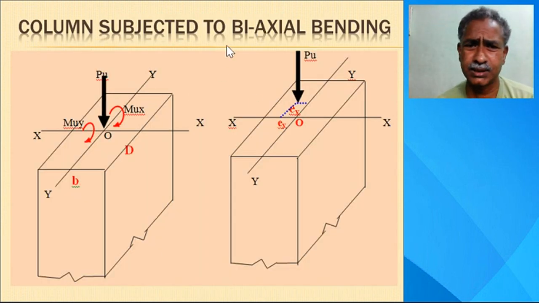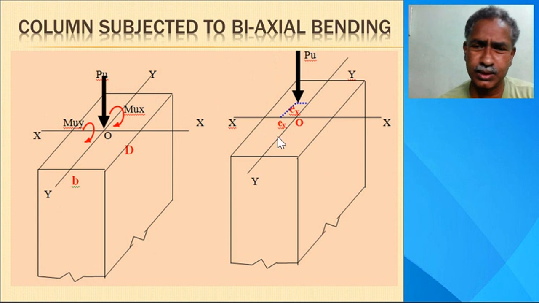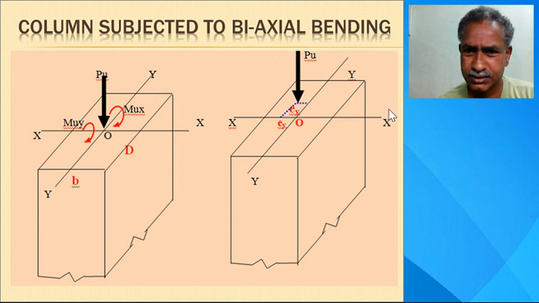Now this is the column subjected to the biaxial bending. We have considered this is the x-axis bisecting the depth of the column, and this is the y-axis bisecting the width of the column. So this is the load which is not applied at point O, it is somewhere here, and this distance perpendicular to the y-axis is EY, and this distance perpendicular to the x-axis is EX.